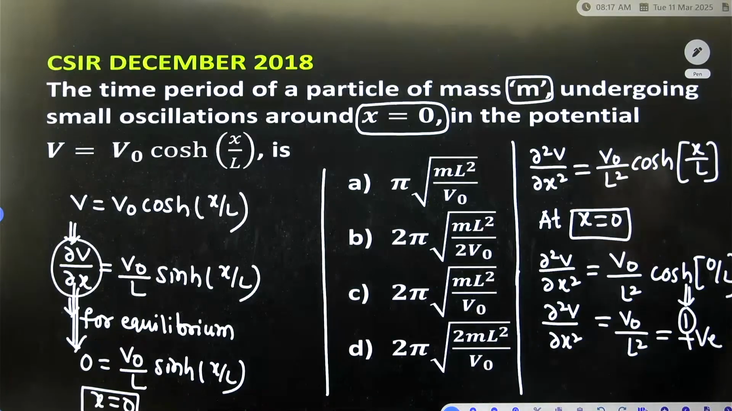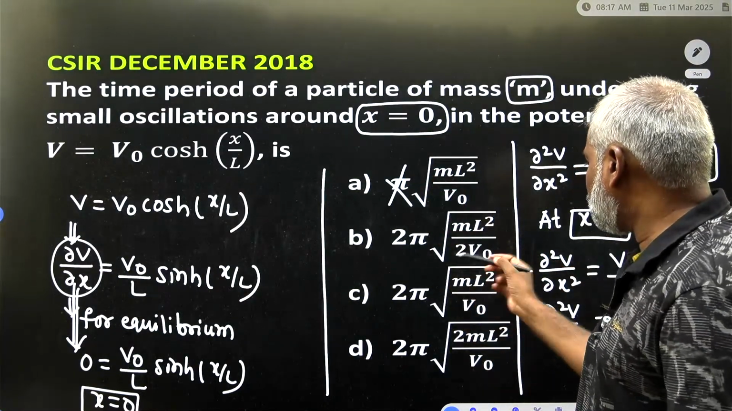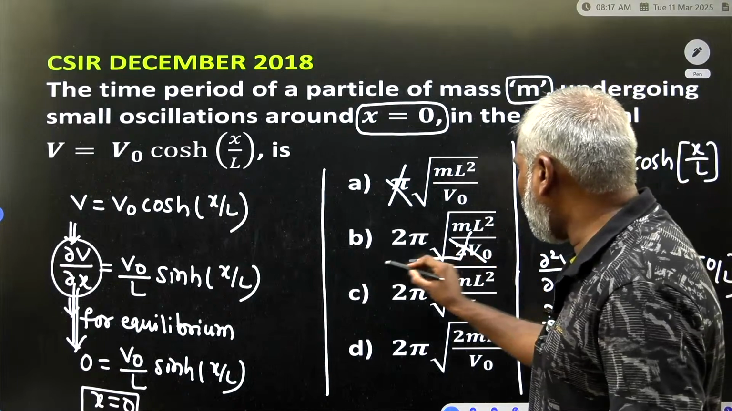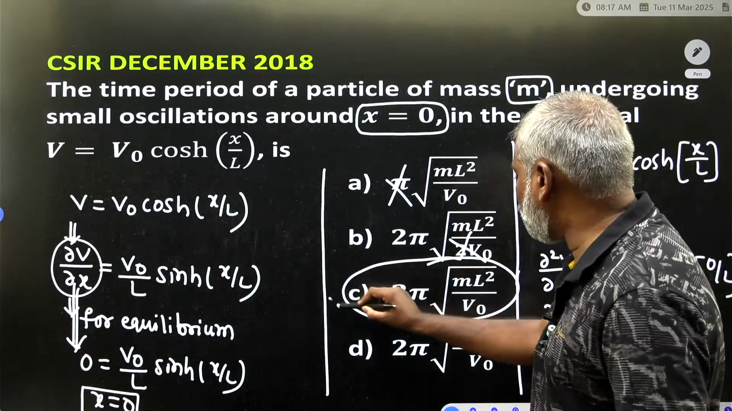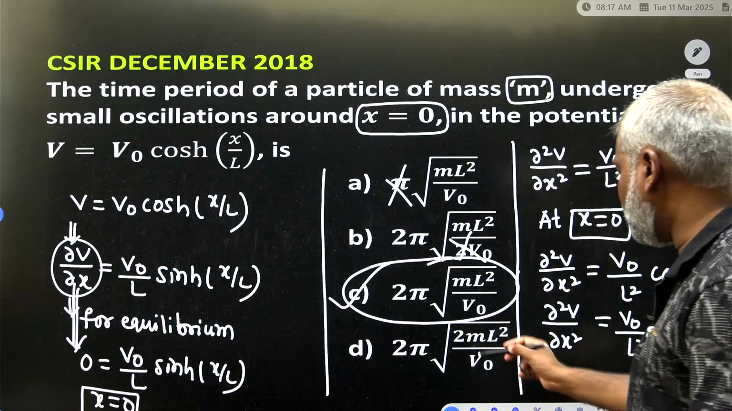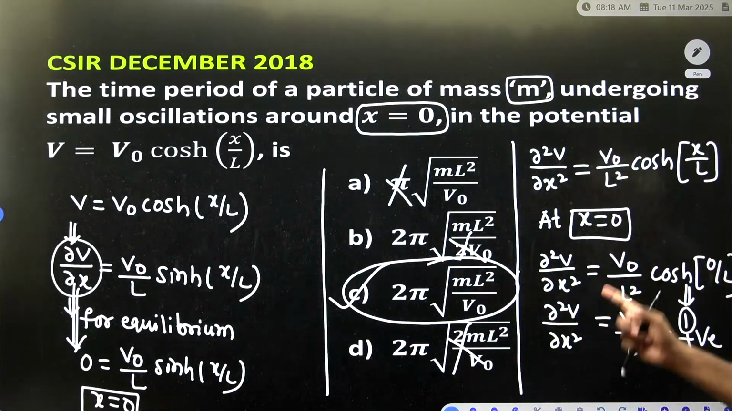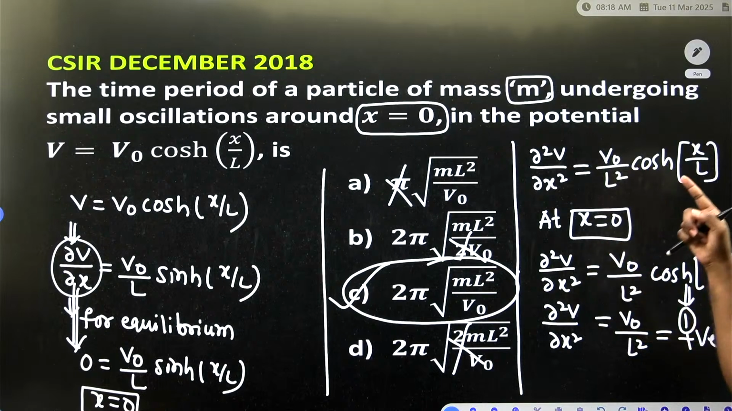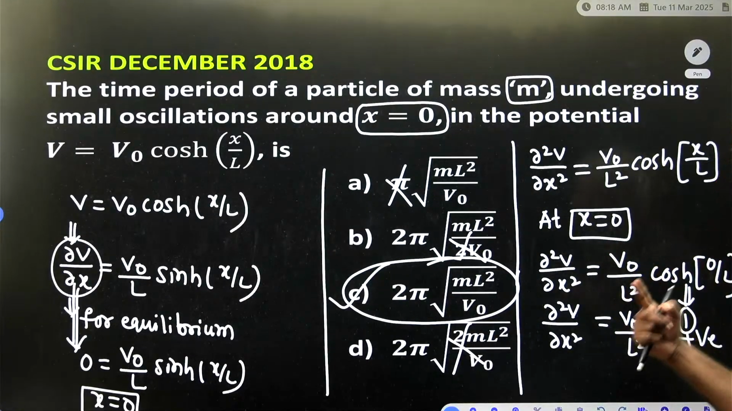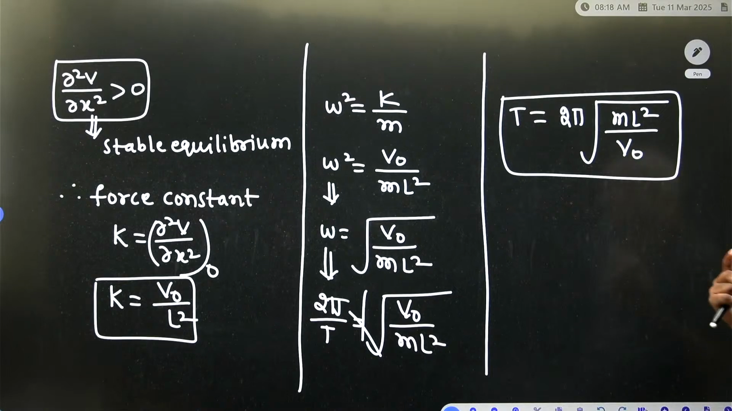Now you are able to see the options. So 2 pi is not there here, so 2 V naught is there. So option C is correct: 2 pi into square root of ML square divided by V naught. Here 2m also is not correct. So therefore which option is correct? Option C is correct: 2 pi into square root of ML square divided by V naught.